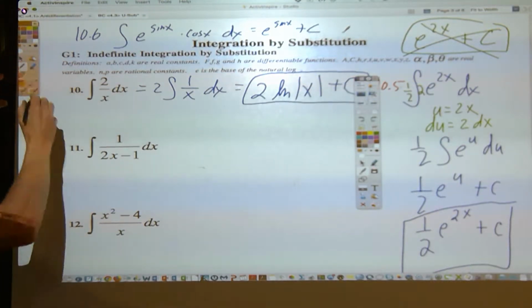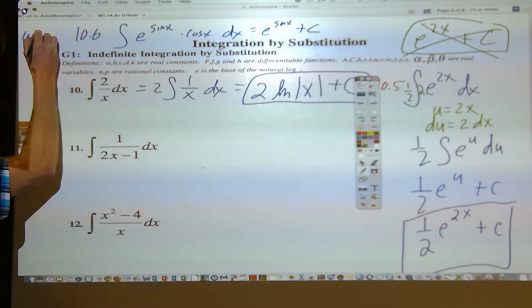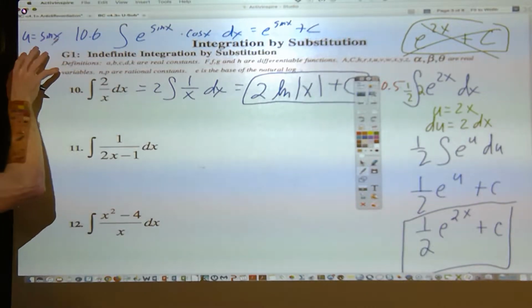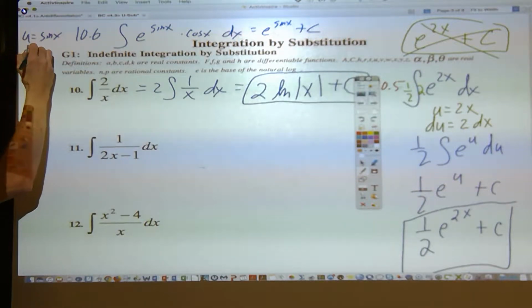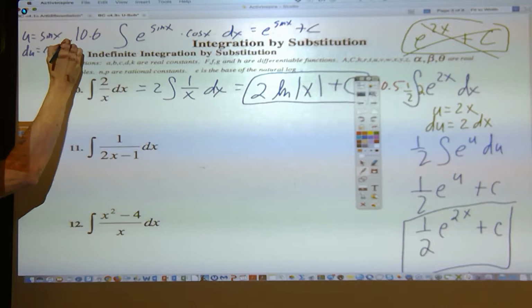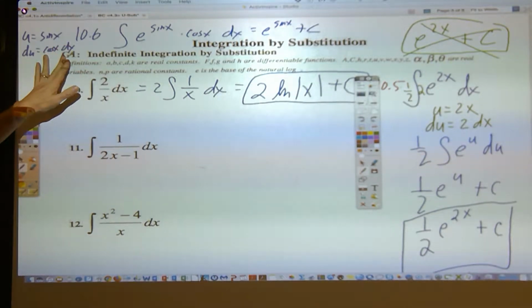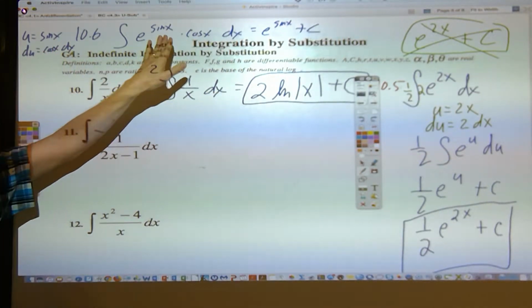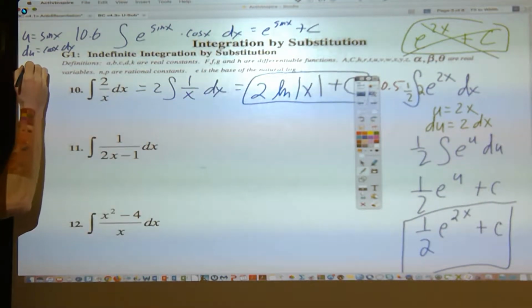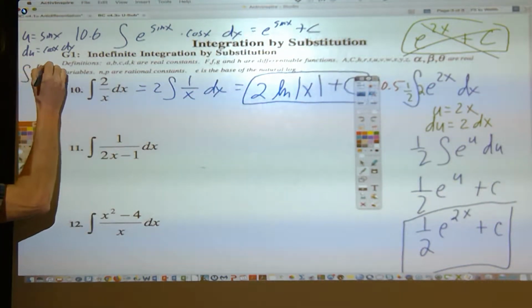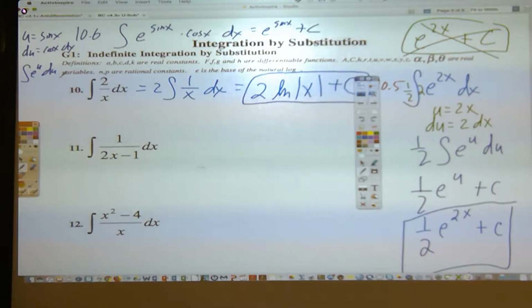Well, if I were to show my work on this, I would say u is sine x, in which case what would du equal? Positive cosine x dx. Don't forget the dx, because then you have a perfect match: e to the u du. So when you're taking the antiderivative of e to the u du, what do you get?